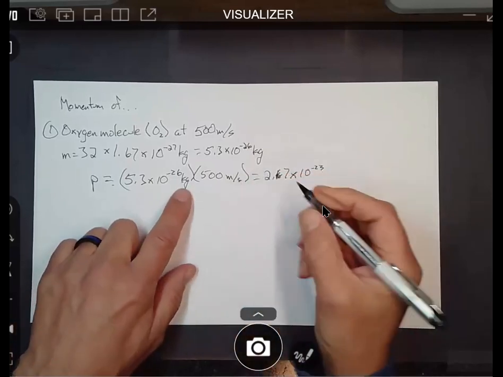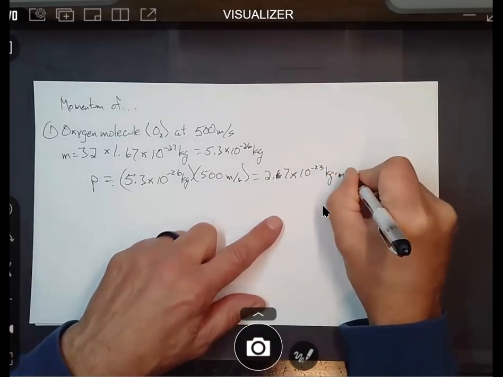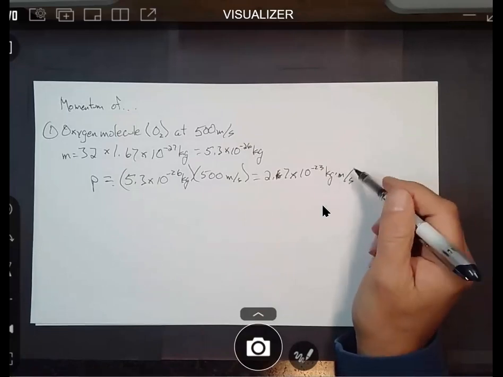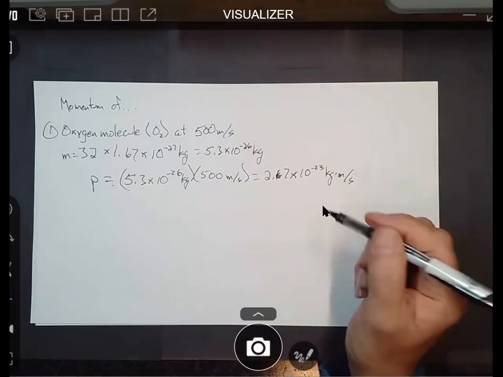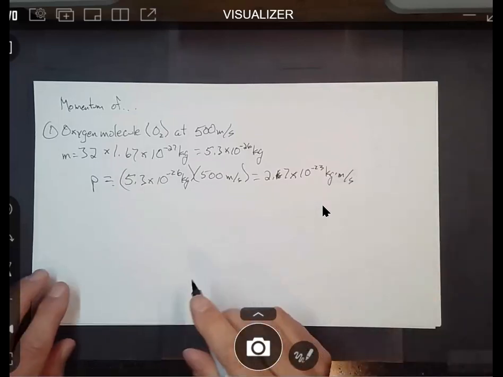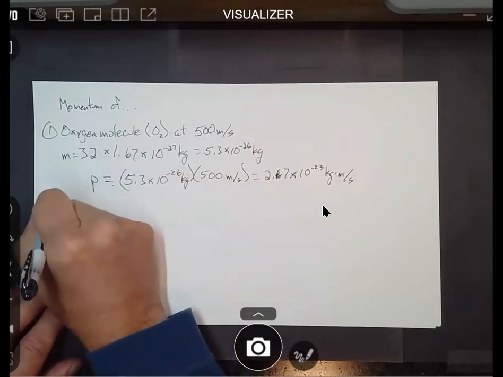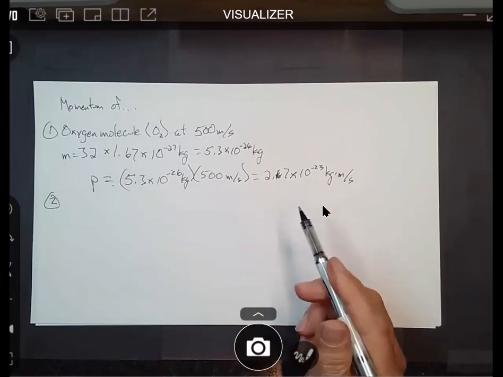Now, the units of momentum are kilogram meters per second, and there's no abbreviation for momentum. We just always call it kilogram meters per second. And so we're not going to invent a new unit for this particular thing, you'll be happy to know. We'll just go with what we've got. So that's on the small end of things.